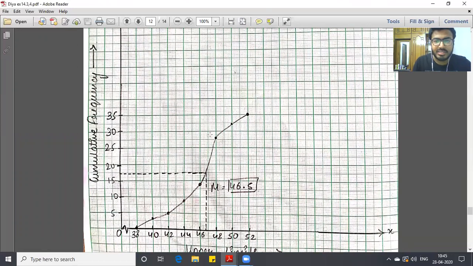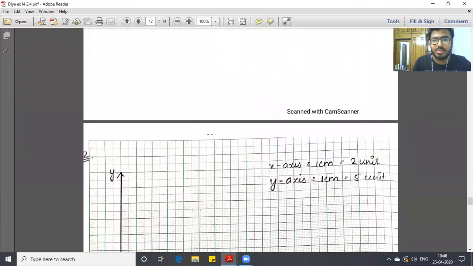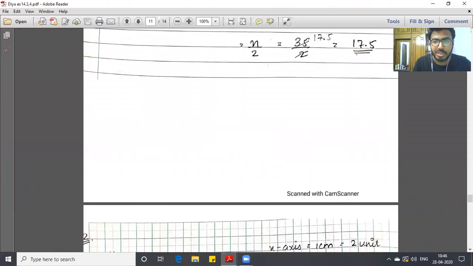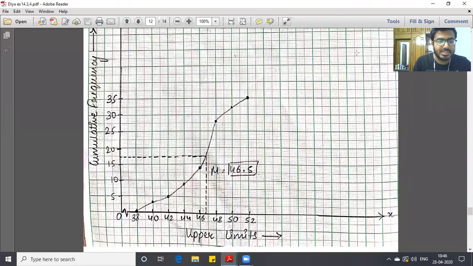Now in that, see, we have taken the n by 2. N by 2 we got at 17.5. Now look here, 17.5 will come between 15 and 20. So we take this value 17.5, draw a straight line from here, join it to the curve, and from the curve you draw a perpendicular down here, and you get the median value as what? 46.5. We are getting 46.5 as the median value.